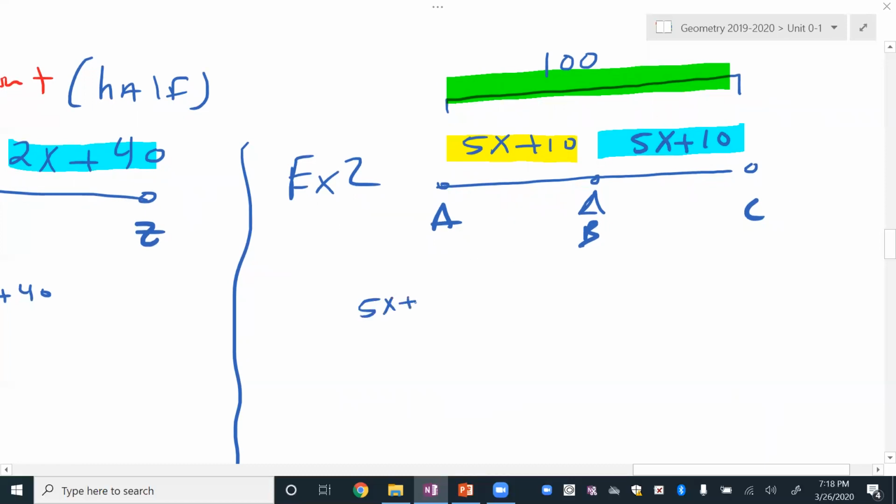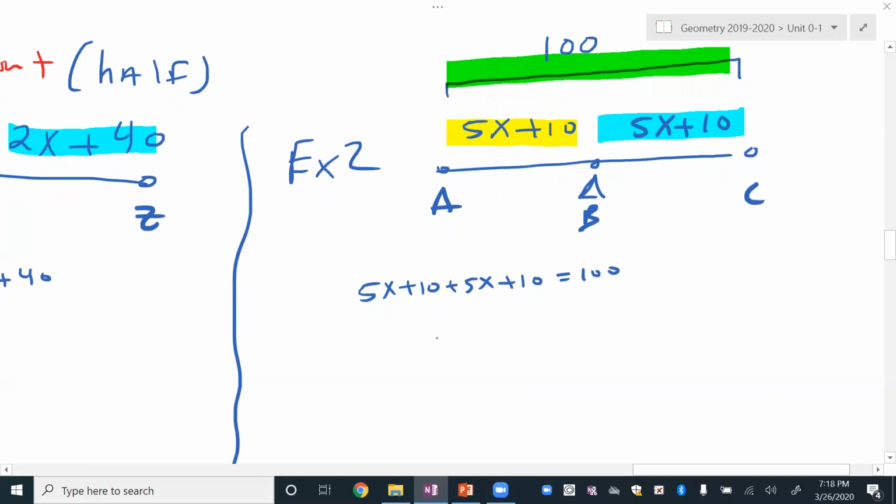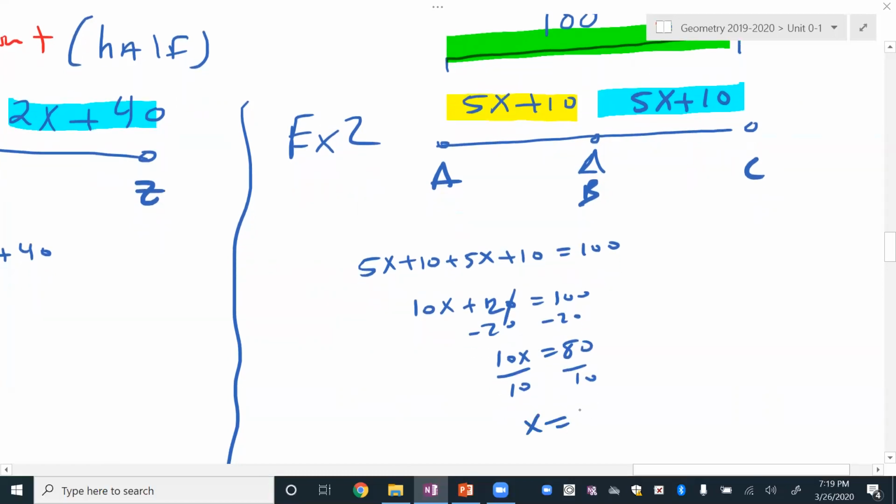So from here, now you have yellow and blue equals green. So you have 5x plus 10 plus 5x plus 10 equal to 100. Solve for it. You can combine like terms. So 10x plus 20 is equal to 100. Minus 20 equals 80. Divide by 10. And then you get x equals 8. So there you go. And then you plug it into whatever you need to.